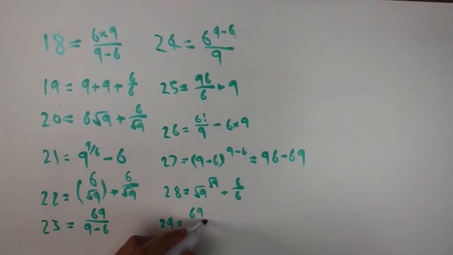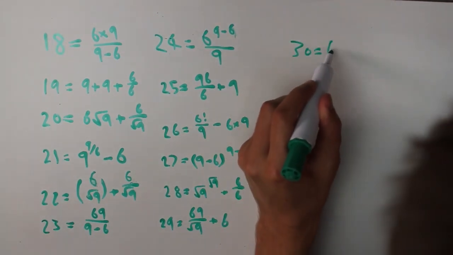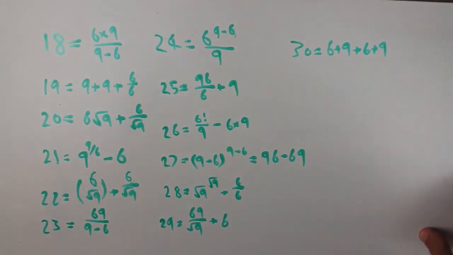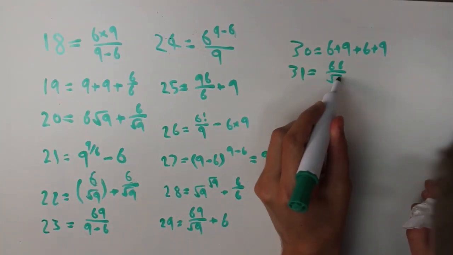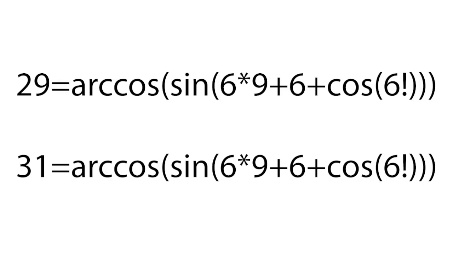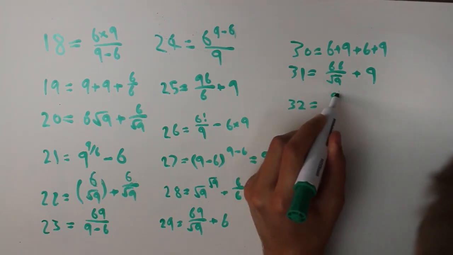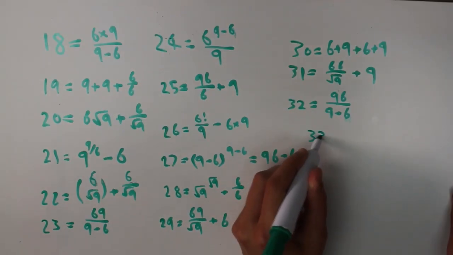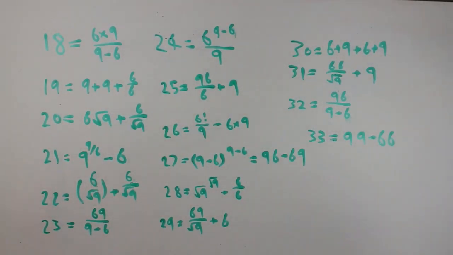29 equals 69 over root 9 plus 6. 30 equals 6 plus 9 plus 6 plus 9. 31 is 66 over root 9 plus 9. Although I have these alternatives of 29 and 31 that don't use square root. 32 is 96 over 9 minus 6. 33 is 99 minus 66.